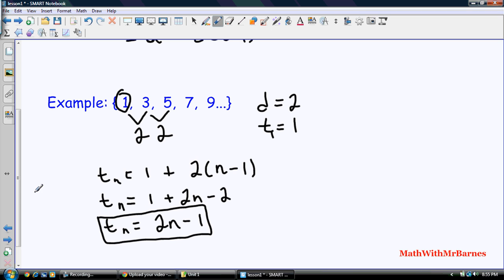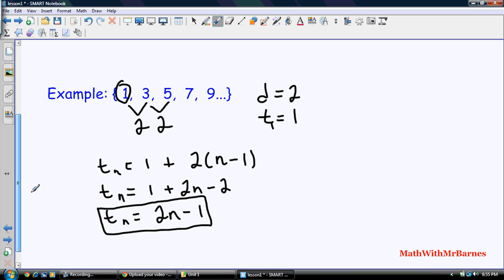You might want to check this and see if it works. Let's pick the fourth term. The fourth term is going to be 7. So for the fourth term, n would be 4. So 2 times 4 is 8, minus 1 would be 7. So yeah, we're in business.